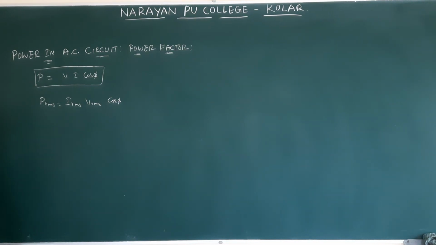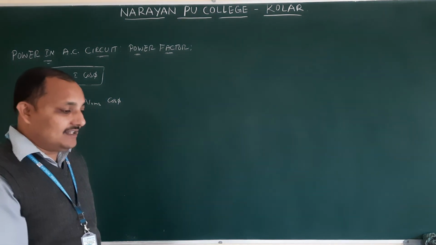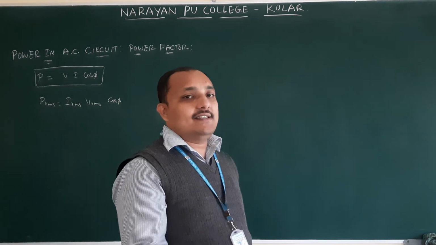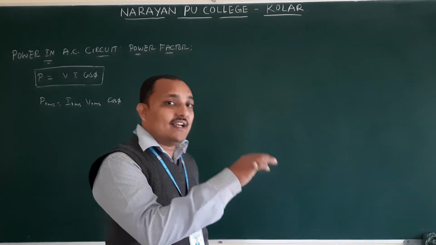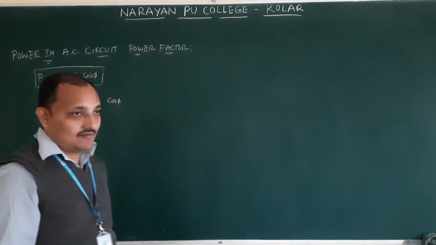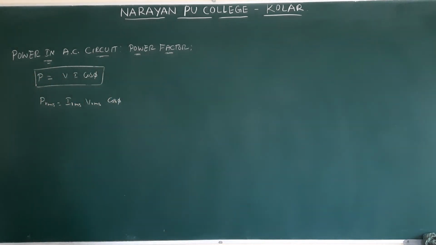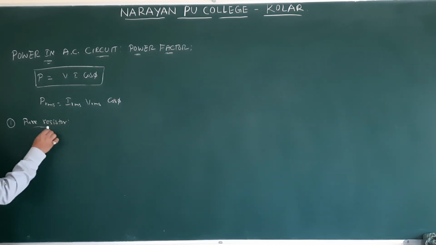Now we will see what the power is in the case of a pure resistive circuit. Our lesson started with the resistance circuit, pure resistive circuit, pure inductive circuit, pure capacitive circuit, and finally the LCR circuit. But in between we discussed LR and CR. For all the circuits we are going to give the power value. First we will see the resistive circuit, the pure resistor.